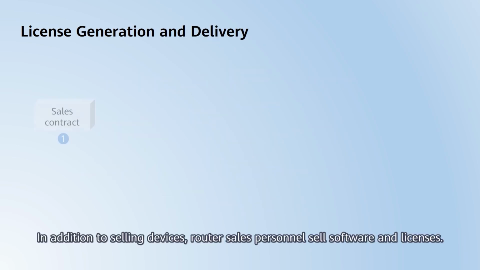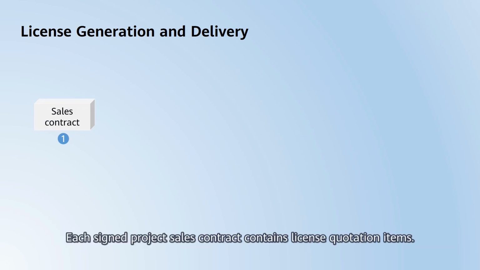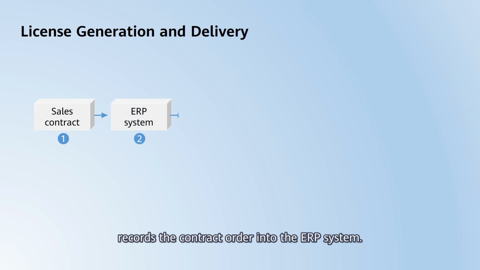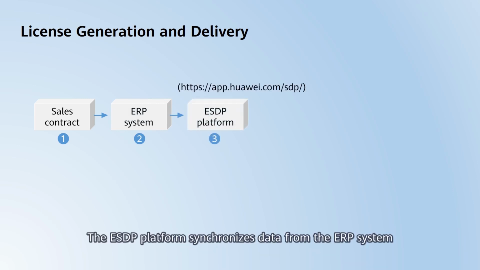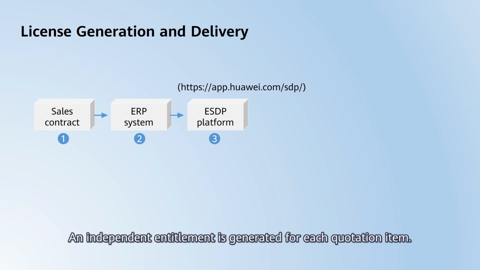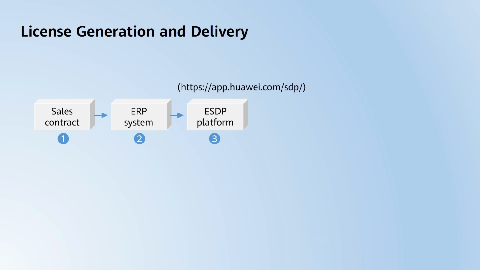In addition to selling devices, router sales personnel sell software and licenses. Each signed project sales contract contains license quotation items. The contract administrator of the supply chain records the contract order into the ERP system. The ESTP platform synchronizes data from the ERP system and automatically generates entitlements based on the order. An independent entitlement is generated for each quotation item.